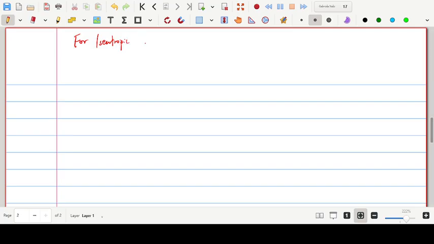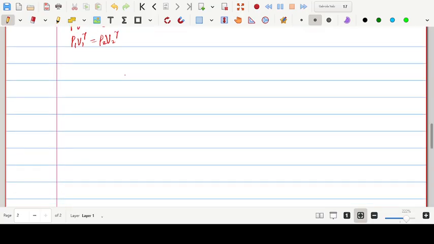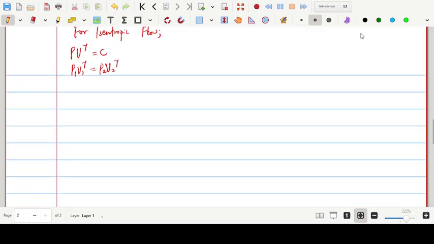For isentropic flow, you know that PV^gamma equals C. Again, I can now have P1 V1^gamma equals P2 V2^gamma, isn't it? Okay, let us quickly derive this, because here we are not given anything related to volume.